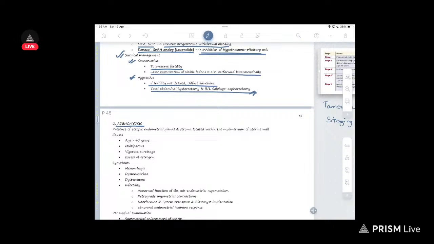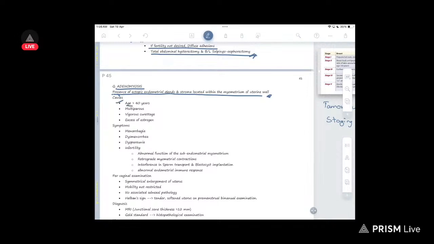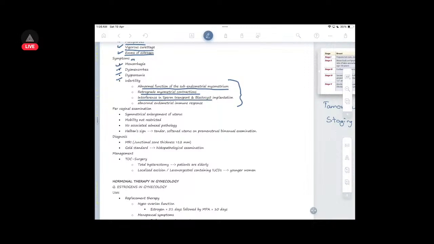Then adenomyosis. You have presence of ectopic endometrial tissue and stroma located within the myometrium of the uterine wall. Causes are age more than 40 years, multiparity, vigorous curettage, and excess of estrogen. Symptoms: you will have menorrhagia, dysmenorrhea, dyspareunia, and infertility. Abnormal function of subendometrial myometrium, retrograde menstruation, myometrial contraction, interference in sperm transport and blastocyst implantation, and abnormal endometrial immune response can all lead to infertility.